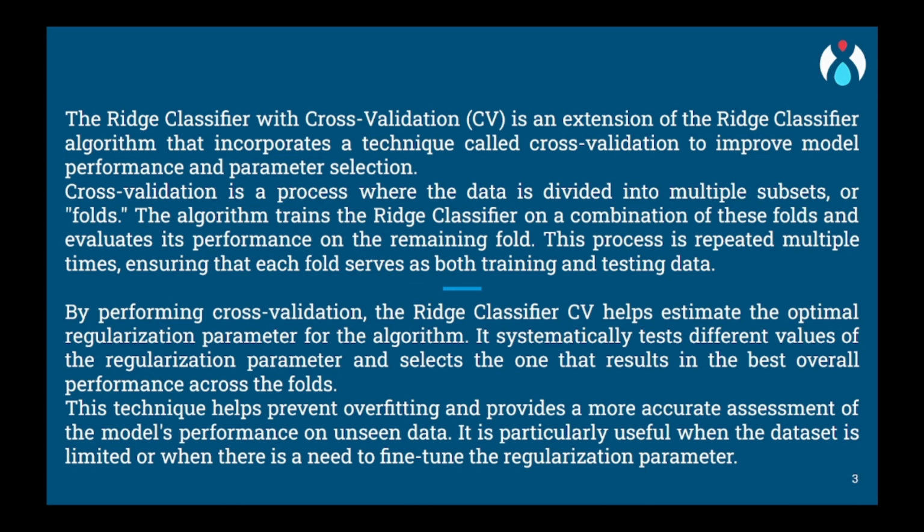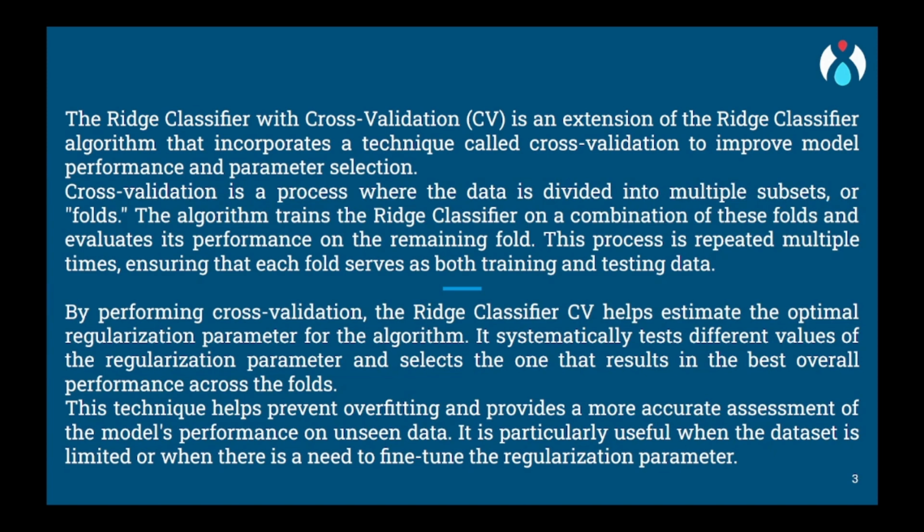Imagine each of your friends has a different level of expertise in assessing job applicants. Some friends might be very experienced and have a better understanding of the qualities needed for the job, while others might be less experienced. The Ridge Classifier CV algorithm takes this into account. It evaluates the performance of Ridge Classifier with different regularization parameters, which control the balance between fitting the training data well and avoiding overfitting. The regularization parameter determines the level of influence each friend has in the final prediction.